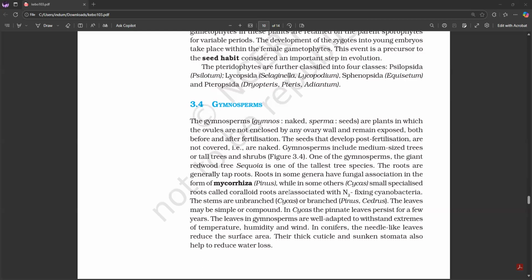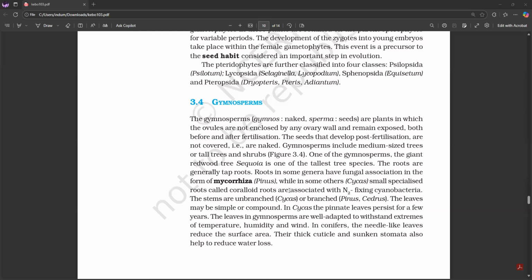3.4 Gymnosperms. The gymnosperms are plants in which the ovules are not enclosed by any ovary wall and remain exposed both before and after fertilization. The seeds that develop post-fertilization are not covered, that is, are naked. Gymnosperms include medium-sized trees or tall trees or shrubs, Figure 3.4. One of the gymnosperms, the giant redwood tree, Sequoia, is one of the tallest tree species.